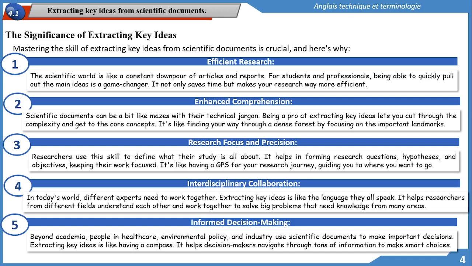5. Informed decision making. Outside of schools and research, professionals and decision makers use scientific documents to make smart choices. Knowing how to find the main ideas is like having a guide that helps them understand what's important in these documents. It's like a compass in a sea of information, making sure they make good decisions based on a deep understanding of the science. Get ready to learn how to find these key ideas, a skill that will make you a research whiz and a decision-making superhero.